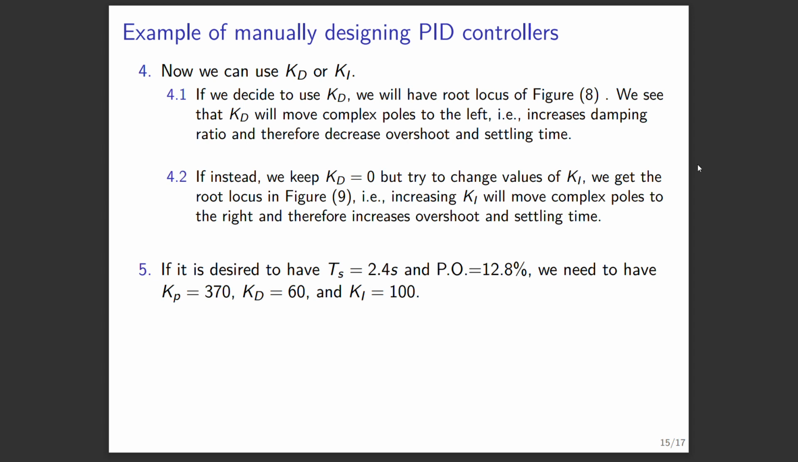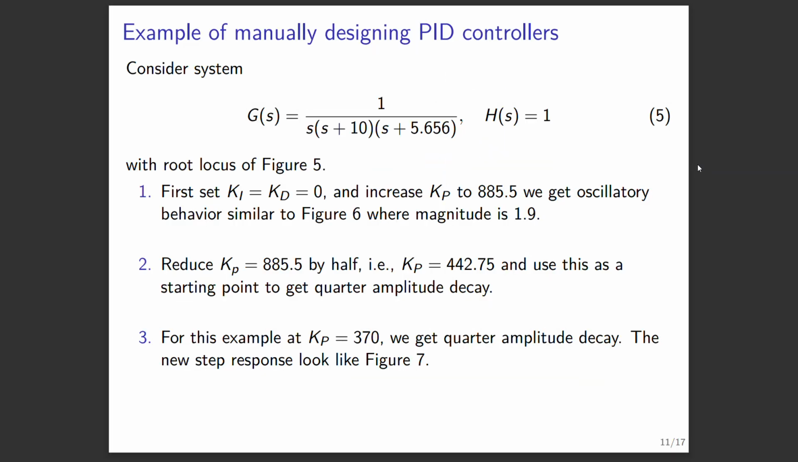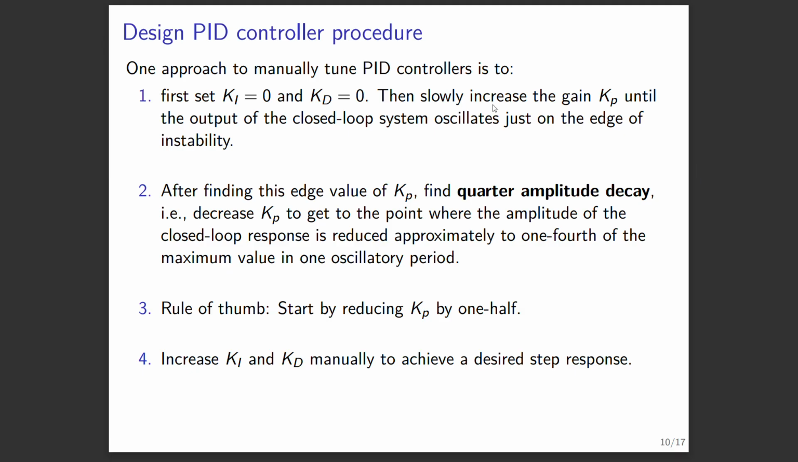So previously we talked about PID controllers and how, using root locus, we design a PID controller. We mentioned that to design a PID controller, these are the steps. We first turn off Ki and Kd, increase Kp until we get to the edge of instability, then start decreasing Kp to get quarter amplitude decay behavior, and then we increase Ki and Kd manually to achieve the desired behavior.